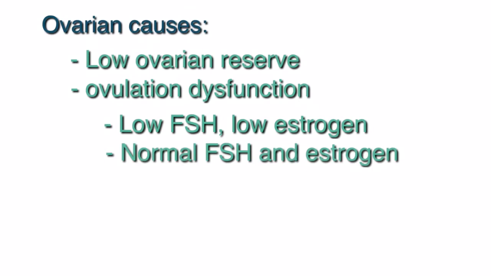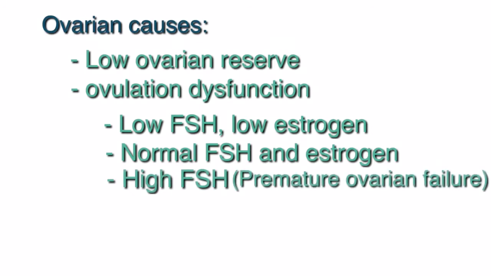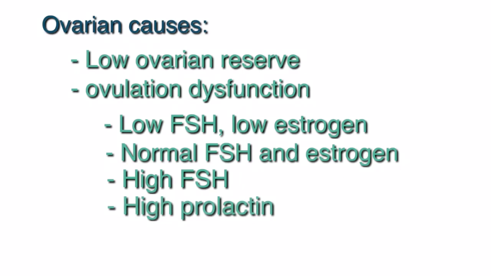The next group have normal FSH and estrogen levels, and the patient still doesn't have normal cycles. An example of this are PCOS patients. The next group have high FSH levels. An example of this are patients with premature ovarian failure. And the last group have high prolactin levels that prevent them from ovulating.